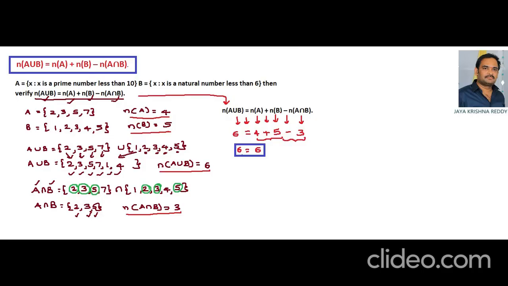So both the values on the left side and the right side are equal. So this formula is true for all sets A and B, that is, n of A union B equals n of A plus n of B minus n of A intersection B.